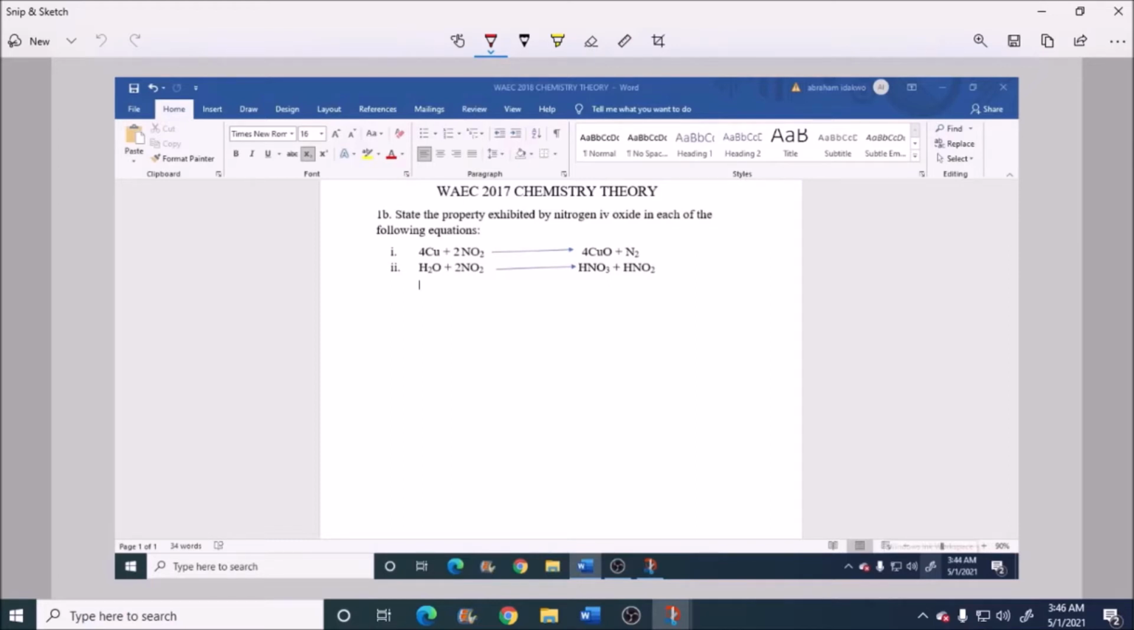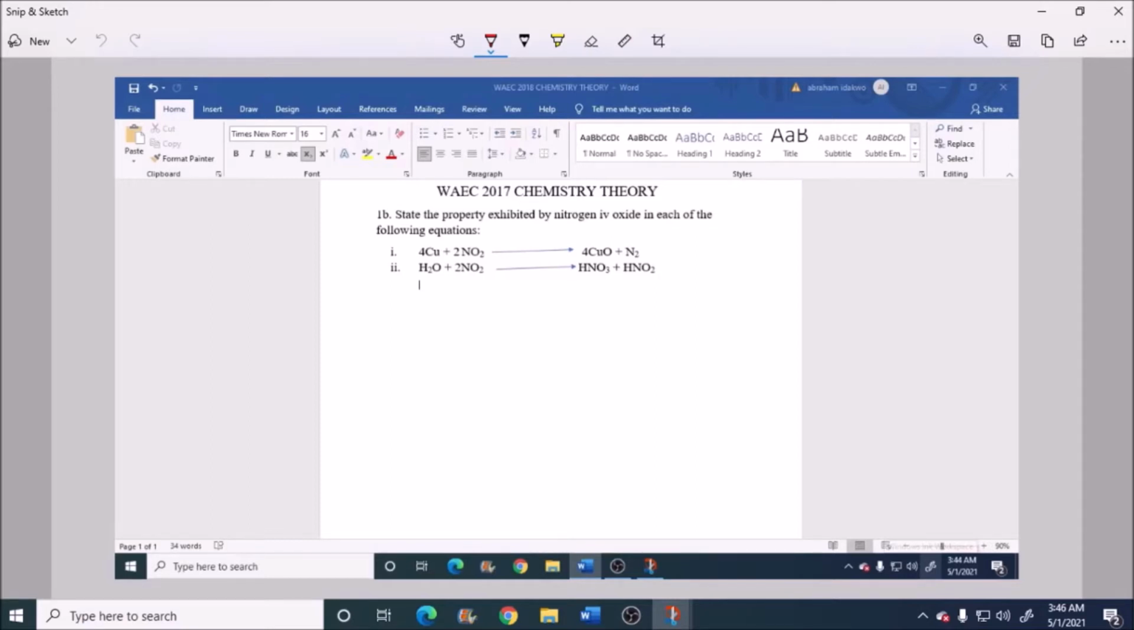Then for equation 1, nitrogen 4 oxide serves as an oxidizing agent. So the property exhibited by nitrogen 4 oxide is that it is an oxidizing agent. You can see that when we react nitrogen 4 oxide with copper, we have only copper as the other reactant, and it gives us copper oxide as the product.